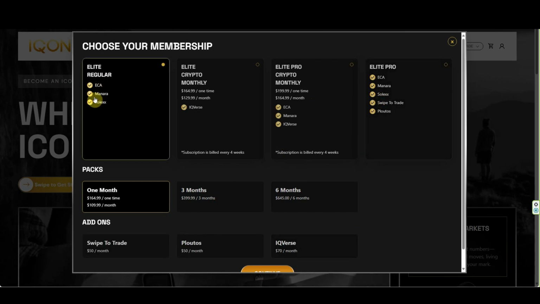I've just got the Elite Regular. My main focus is generally the Manara tool, but I do a few tutorials on the Solexx. I don't really like taking trade alerts personally. I like to analyze the market, get an idea, and then trade it how I like. You can obviously do that with the Solexx as well, but it's more designed for people that are just looking to take information and place it into the market without thinking too much or doing their own analysis.